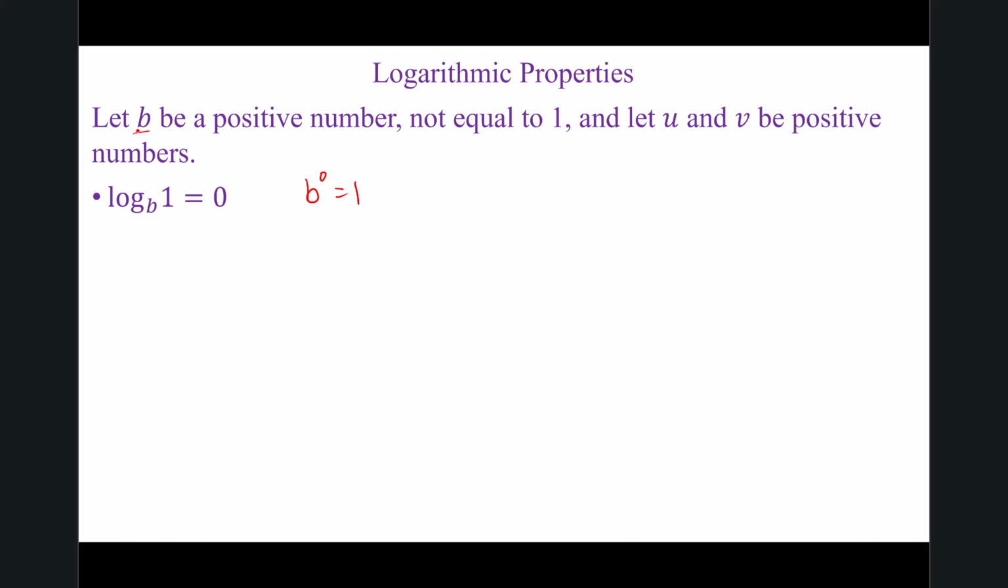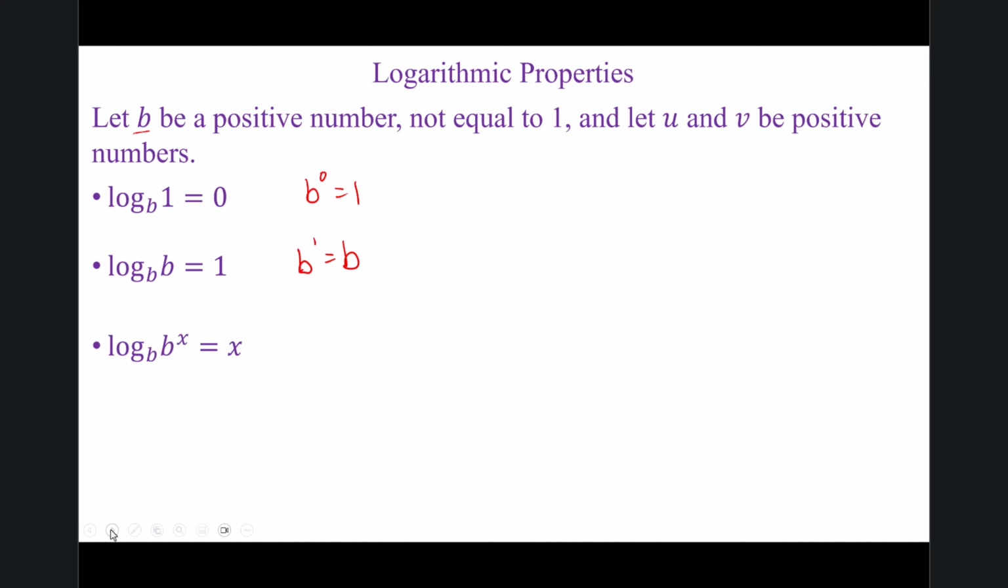And it tells us that b is a number that happens to be positive, but any number to the 0 power is 1, so that makes sense. Log base b of b equals 1. This one in exponential form would be b to the first power equals b, which is true.